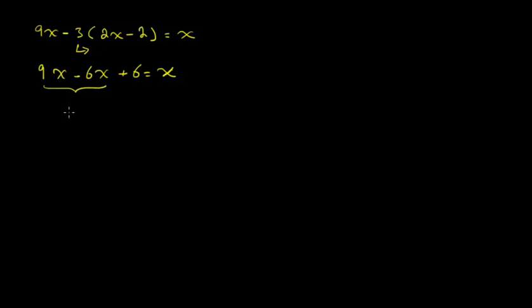Our next example is 9x minus 3 parenthesis 2x minus 2 equals x. First thing is we distribute 3 to the parentheses. So we have 9x minus 3 times 2x is minus 6x. Minus 3 times minus 2 is positive 6 equals x. Next is to combine the like terms, which is 9x and minus 6x. Combined, we'll have 3x plus 6 equals x.